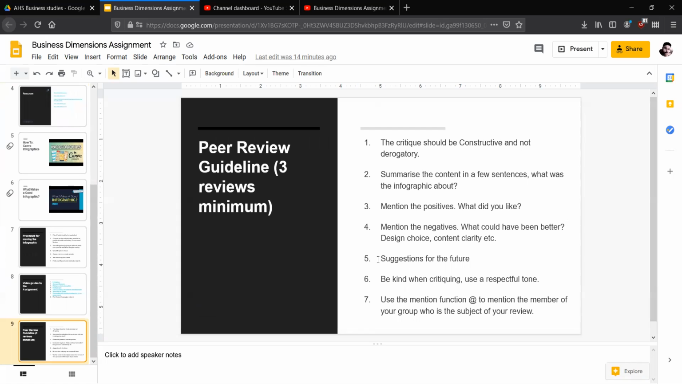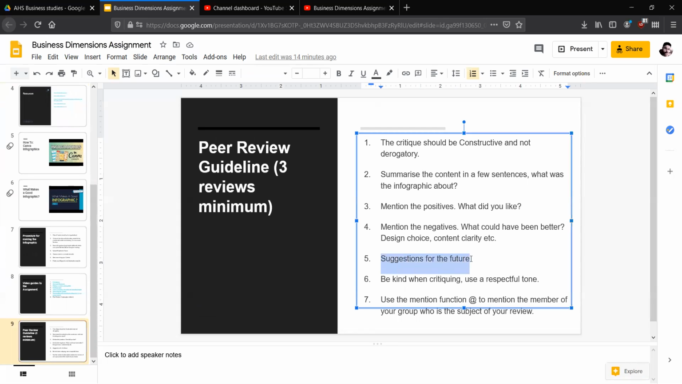Okay. For that, give suggestions for future. So what can they do for future projects, okay, that can give them a better result? So this will be your opinion. Okay, what are your opinions? What are your suggestions to your group member, to your peer, which can help them in future?